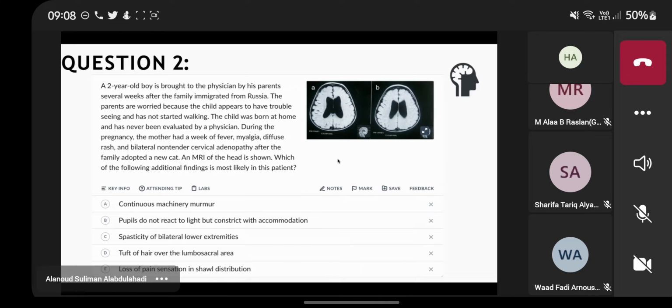So we have A, continuous machinery murmur. B, pupils don't react to light but constrict with accommodation. C, spasticity of bilateral lower extremities. D, tuft of hair over the lumbosacral area. And E, loss of pain sensation in a shawl distribution. So the answer here would be C, the spasticity of bilateral lower extremities, because I think we have the Mickey Mouse appearance on the MRI.